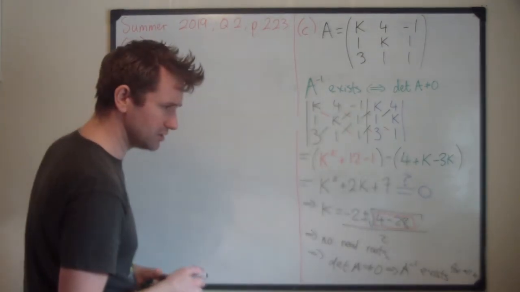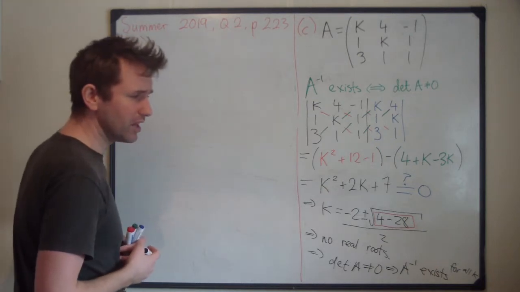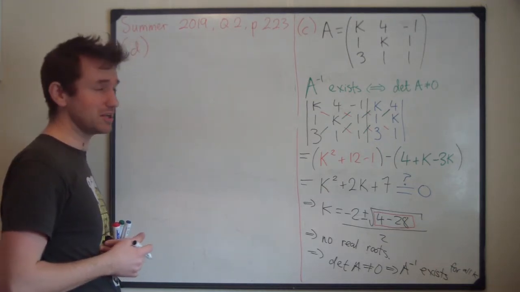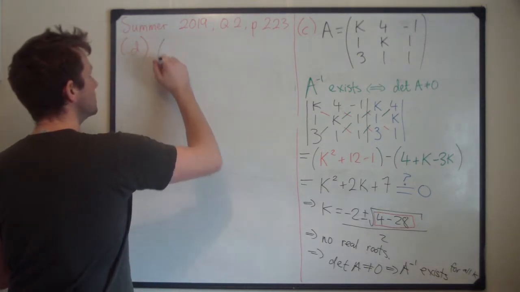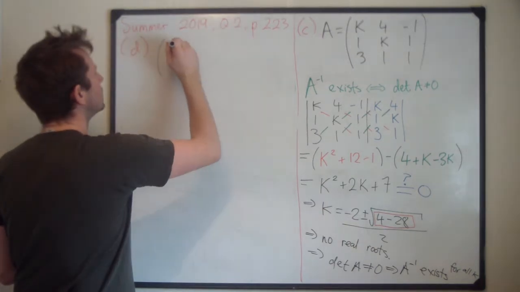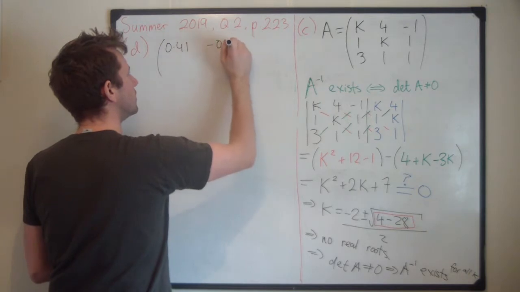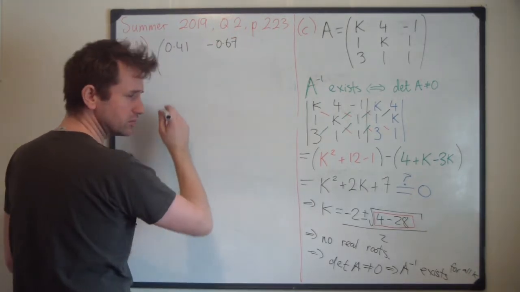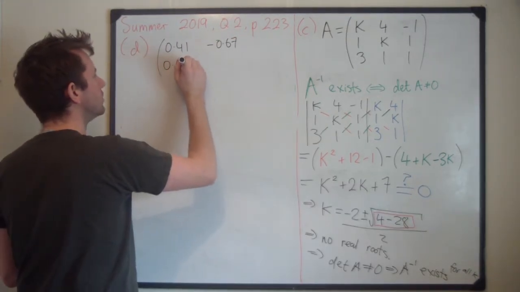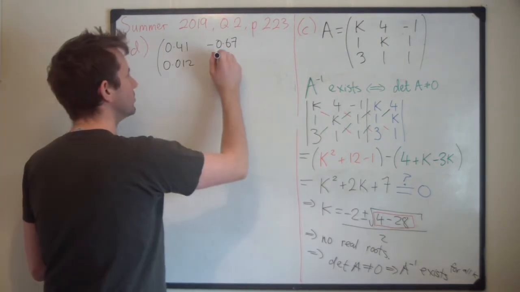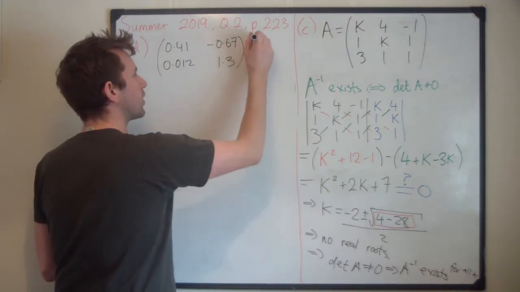Okay, so we're given a linear system. Now I'm just going to go right ahead and write it as a matrix equation here. So this is 0.41, minus 0.67, 0.012, 1.3. So Cramer's rule, we say, is actually kind of crap.